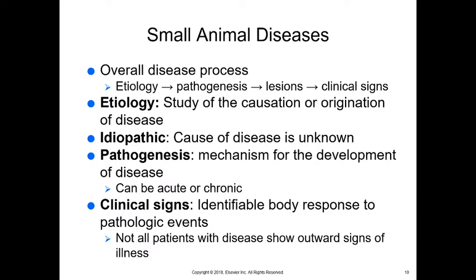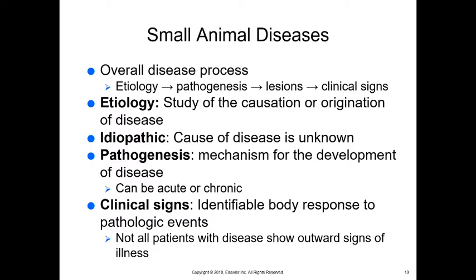All right, so we're going to talk about diseases. Anything that we do in a veterinary practice is typically related to either preventing diseases, which is our preferred way of dealing with diseases, or treating animal diseases. So we need to think about the overall disease process. It starts with etiology, which is the study of causation or origination of the disease.